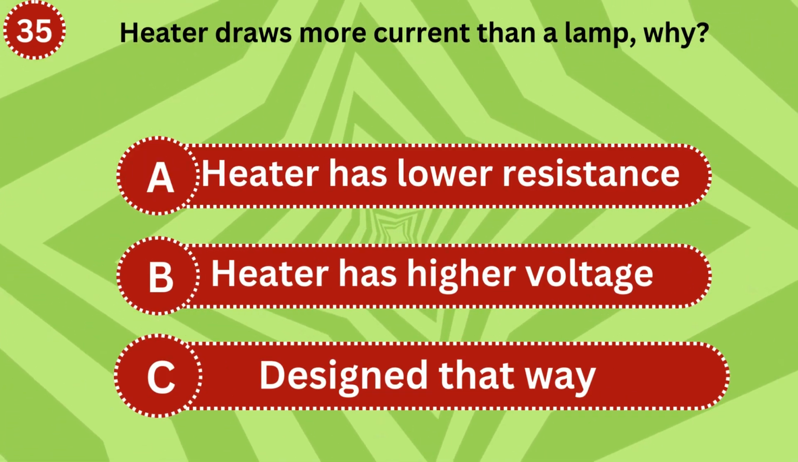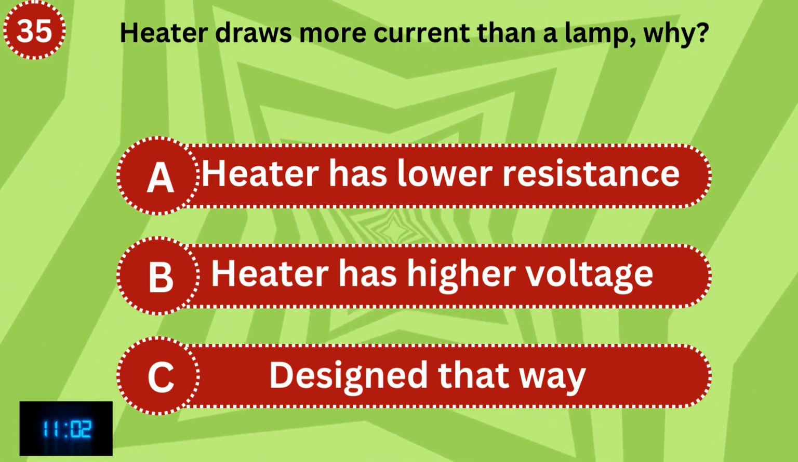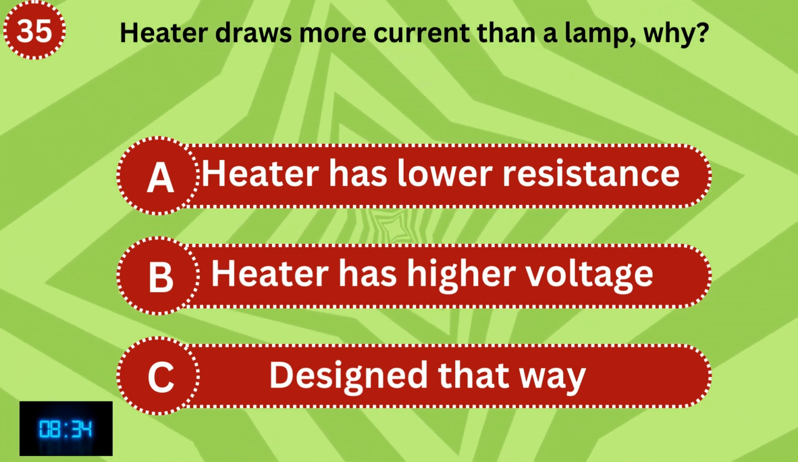Heater draws more current than a lamp. Why? Heater has lower resistance. Heater has higher voltage, designed that way.